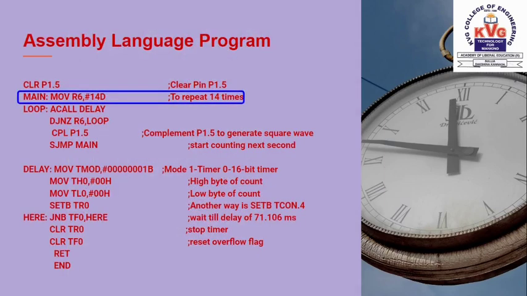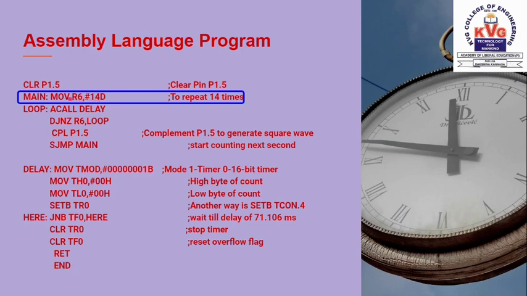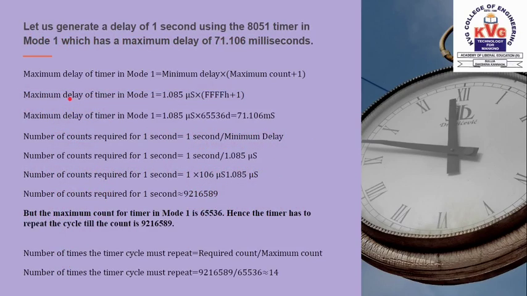Going to the next instruction, we have MOV R6, 14 decimal. Now to explain what this is, we have to go and see the timing calculation for the delay of 1 second. So we have designed this program to give a delay of 1 second. I hope that you've already gone through the manual and you have tried to understand the calculation. I'll just breeze through this quickly.